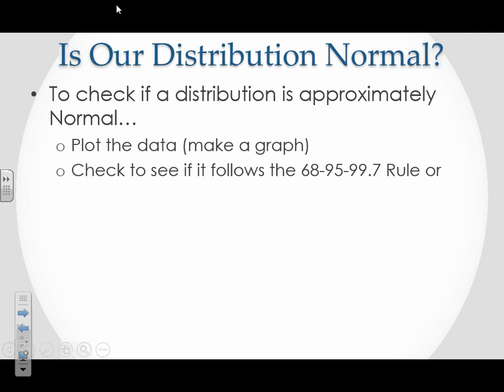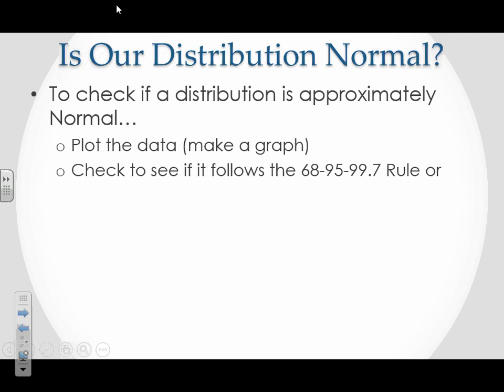So we would actually check how many values are within 1 standard deviation from the mean. How many values are within 2? How many values are within 3? And when we check those 3 percentages, we would determine whether that's close enough to say that it's normally distributed or not. So that's going to be a second method that you can use.